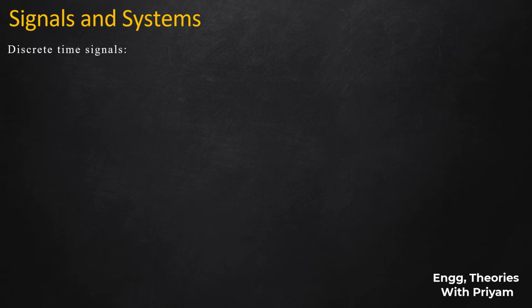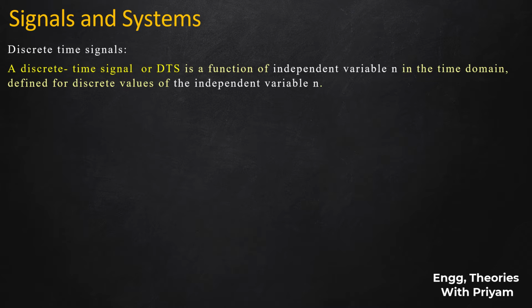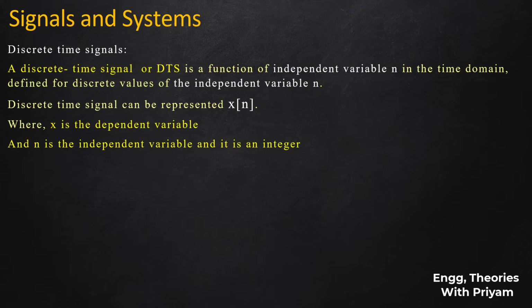Discrete time signals. A discrete time signal, or DTS, is a function of the independent variable n on the real axis or x-axis, and is defined for the discrete values of the independent variable n. Generally, the discrete time signal can be represented by x[n], where x is the dependent variable and n is the independent variable, and this n is an integer. This x[n] is also known as a sequence. It is usually generated by sampling of continuous time signals so that it only has values at equally spaced time intervals on the time axis. So for the discrete time signal, this independent variable n belongs to Z, or the integer numbers.